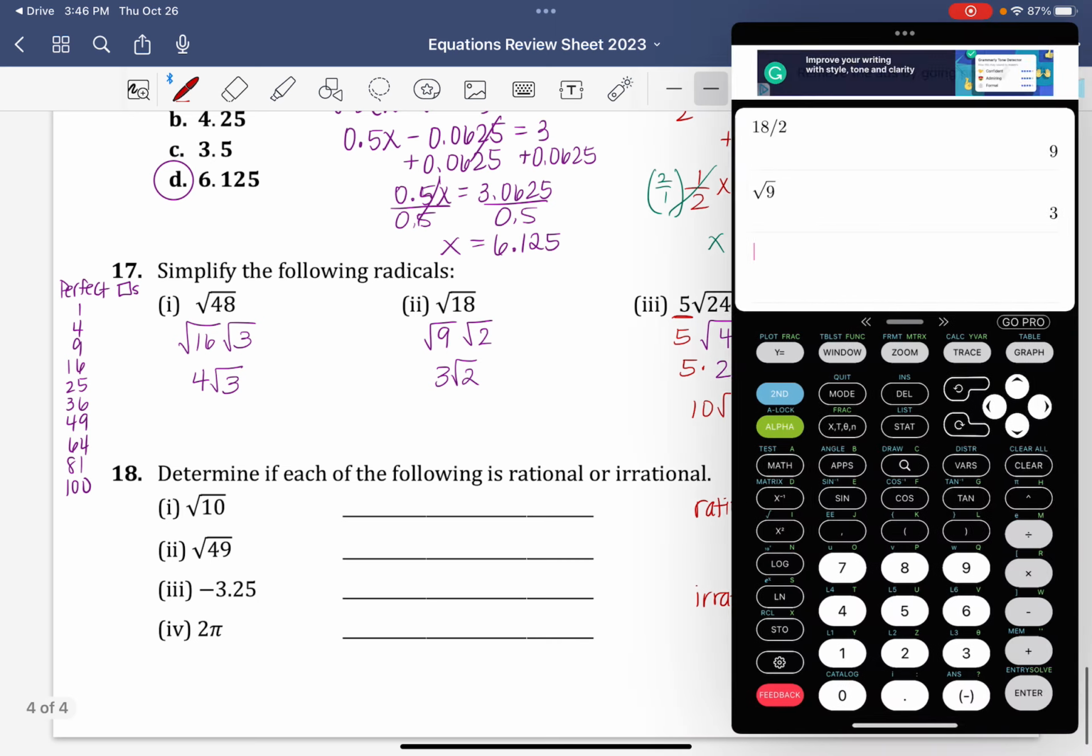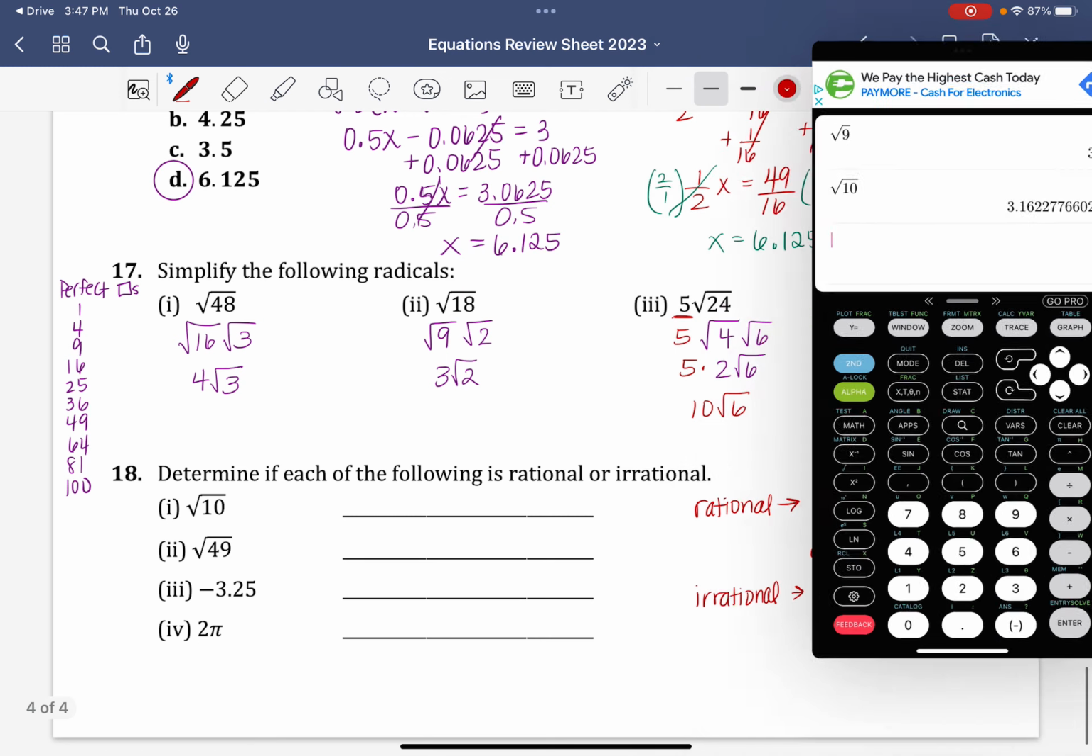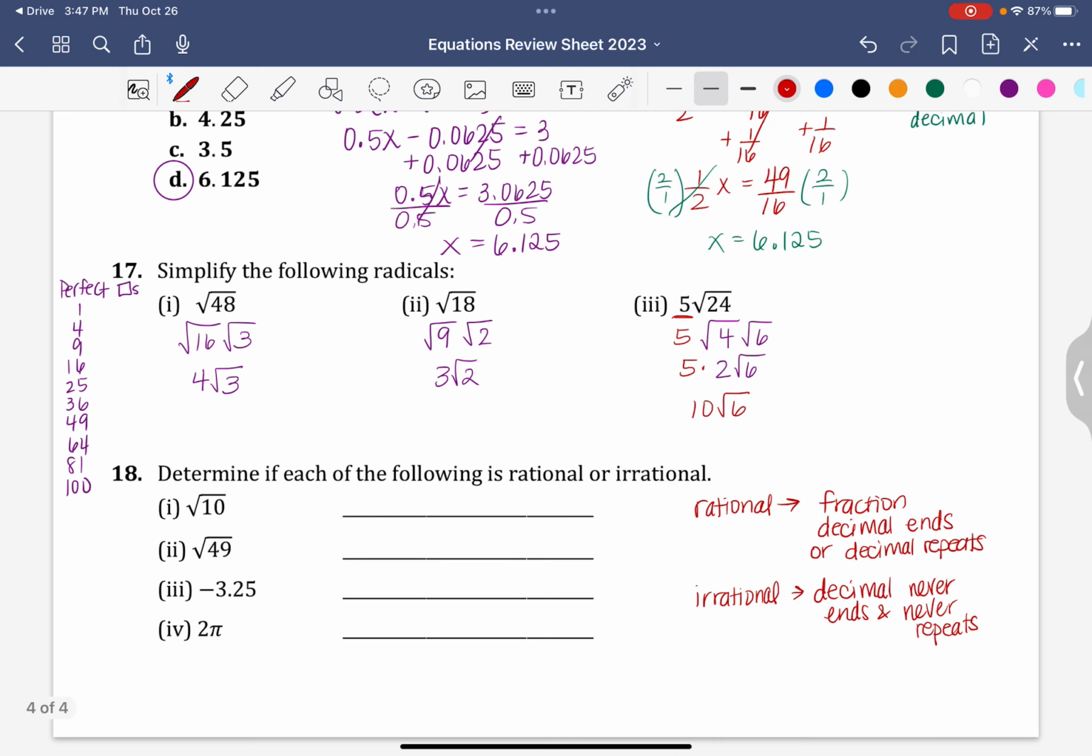So the first one is the square root of 10. So let's type that into the calculator, the square root of 10. Now this is not repeating the exact same sequence of digits over and over again. And it's not ending because the calculator just ran out of room. So whenever it fills up your whole screen, it's not ending either. Now the other way I could tell that square root of 10 is going to be irrational is because 10 is not on my list of perfect squares. So this is an irrational number.